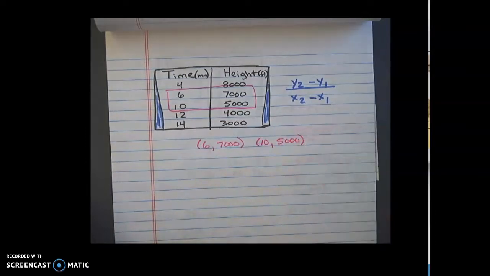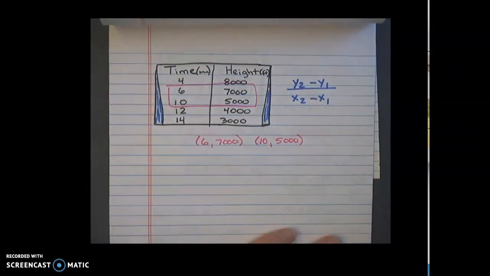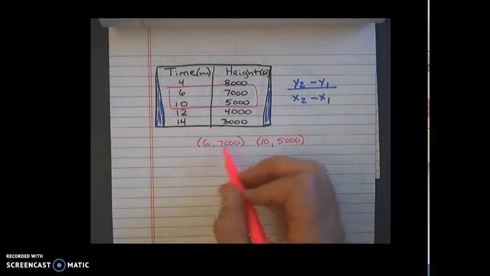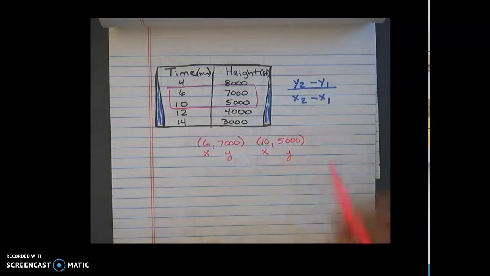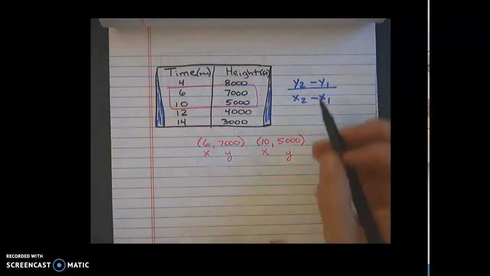Again, I can write them as coordinate pairs. It's just the shorthand version of how we write it in algebra to show that these go together. This is our x value, this is our y value, this is our x, y. That's what we call our coordinate pairs in algebra class. And then we just got to plug them into this formula.